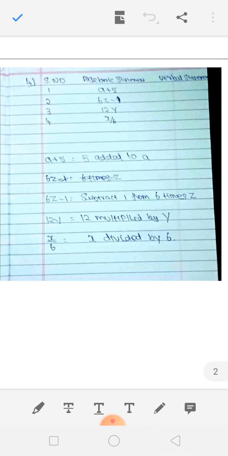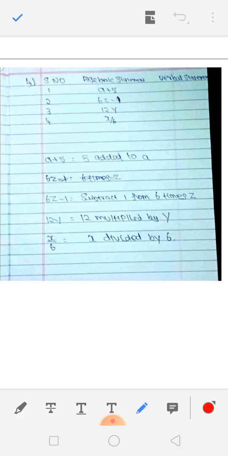Okay, so they are given the equation, but what we have to do now is write it in verbal format. Verbal format means we have to write the equations into text format. Okay, so a plus 5, what does it mean? So a plus 5 is an equation.